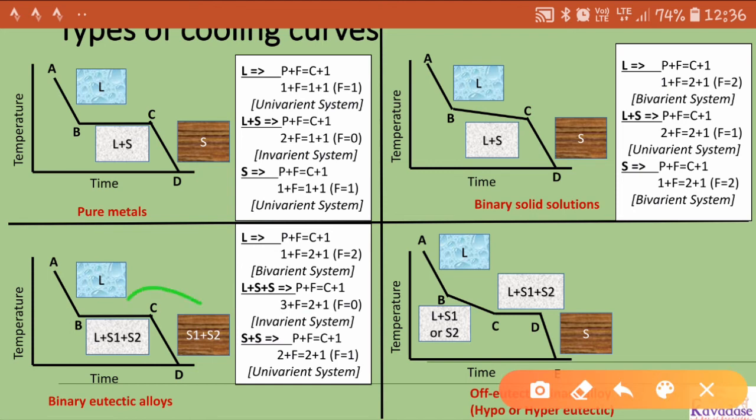So in the third phase C to D we have S1 and S2 after solidification, means we can separate S1 and S2, for example blue and yellow. We can easily identify or distinguish S1 and S2 in the solid state, means P equal to 2 here and number of components C equal to 2, okay. After substituting the values of P and C, here we will get a univariant system, F equal to 1. So in the binary eutectic alloy system we will get bivariant, invariant and univariant systems, okay.